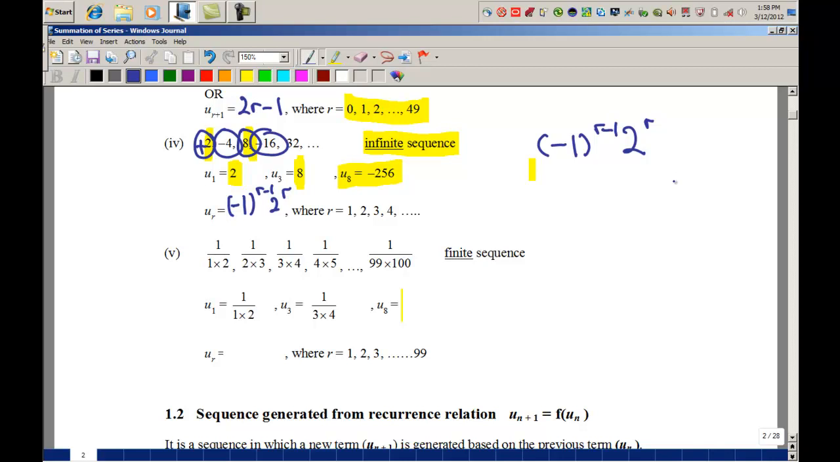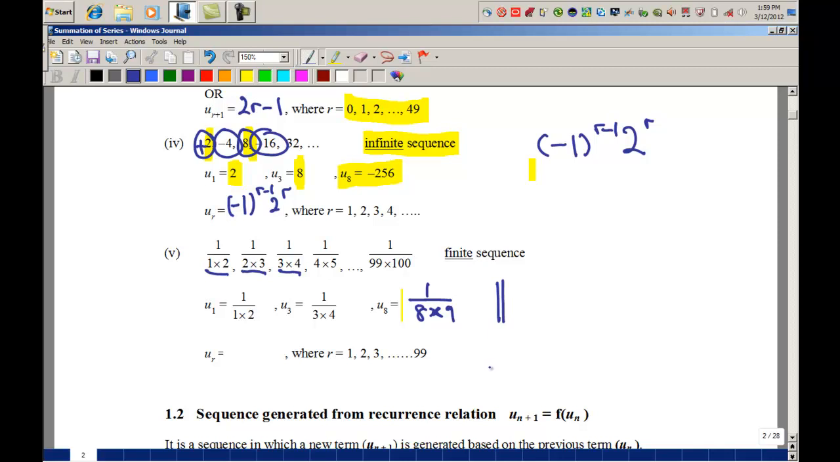Now you can try part 5 on your own. It is not too difficult to see that the 8th term is 1 over 8 times 9. Why is that so? If you look at the first term, it's 1 times 2. If you look at the second term, it's 2 times 3. If you look at the third term, it's 3 times 4. So if you work out this way of writing down the numbers, it's not difficult to see that the 8th term is 1 over 8 times 9.